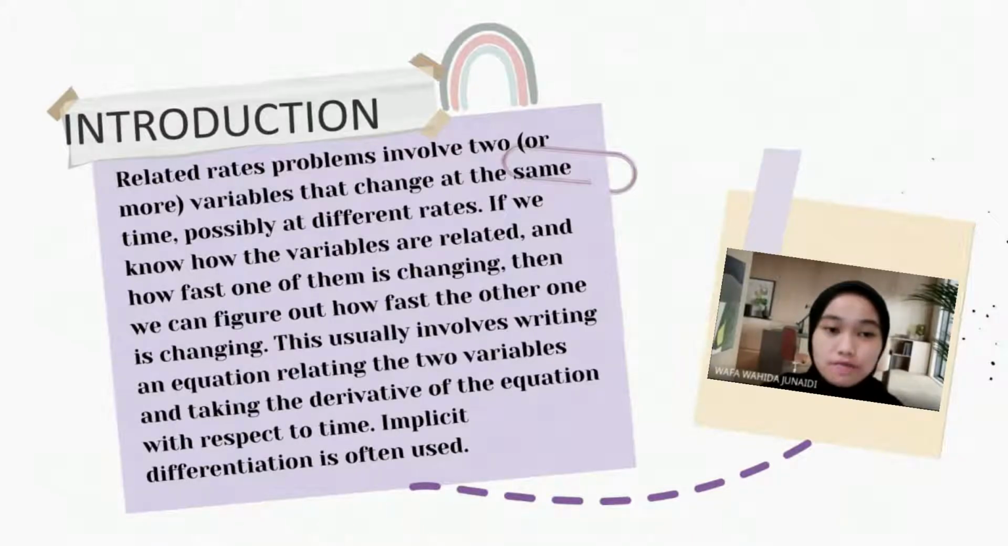So, the introduction for this topic. Related rates problems involve two or more variables that change at the same time, and possibly at different rates. If we know how the variables are related and how fast one of them is changing, then we can figure out how fast the other one is changing. This usually involves writing an equation relating the two variables and taking the derivative of the equation with respect to time. Implicit differentiation is often used.